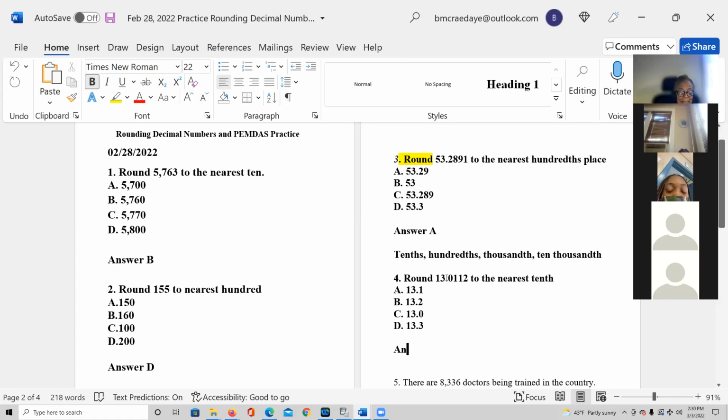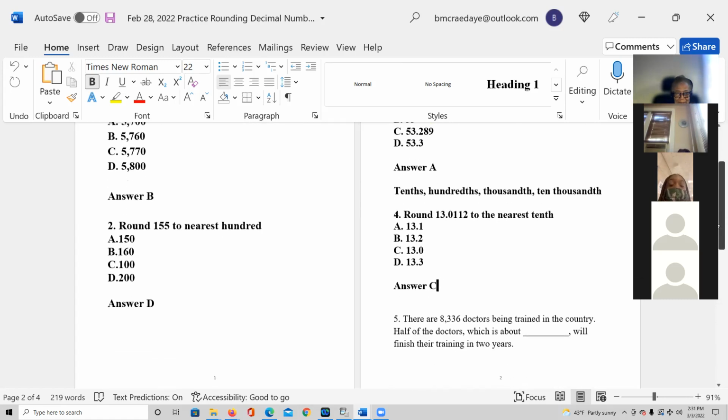Because right next to the tenths, which is a 0, you have a 1. That's less than 5. So the answer is going to be 13.0. Definitely C. Okay. All right. Let's go to our next one.